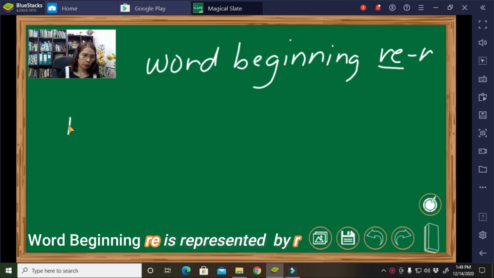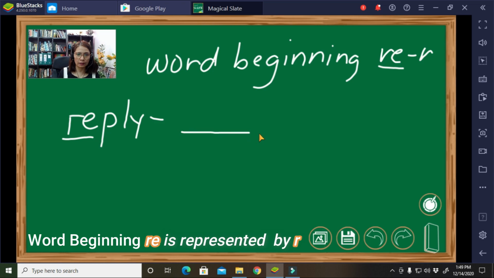Example, the word reply. We have re here. It's a word beginning, so we have to omit the vowel. So we only write the forward curve and then a downward curve and a forward curve again for a long forward curve, and a broken circle because Y here sounds I. So that is reply.